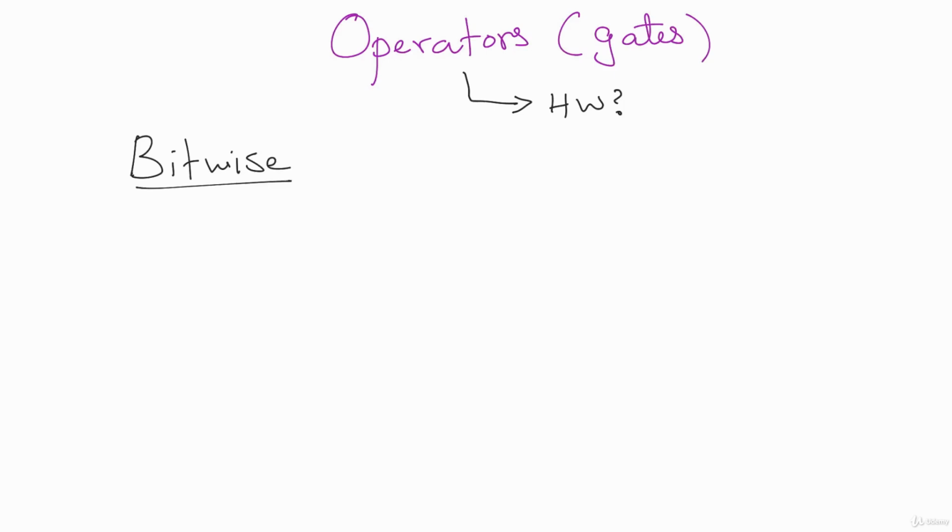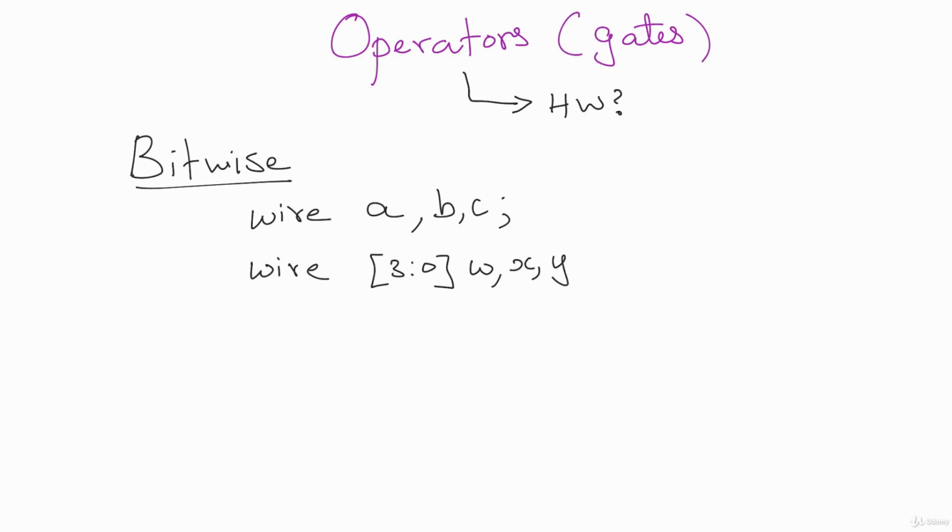These bitwise operators work on each bit of your wire, right? So let's say A is a wire, and let's also add B and C to it. A, B, C are wires, and let's have some buses, say 4-bit buses, and let's call them W, X, Y. This should help us learn how operators work.